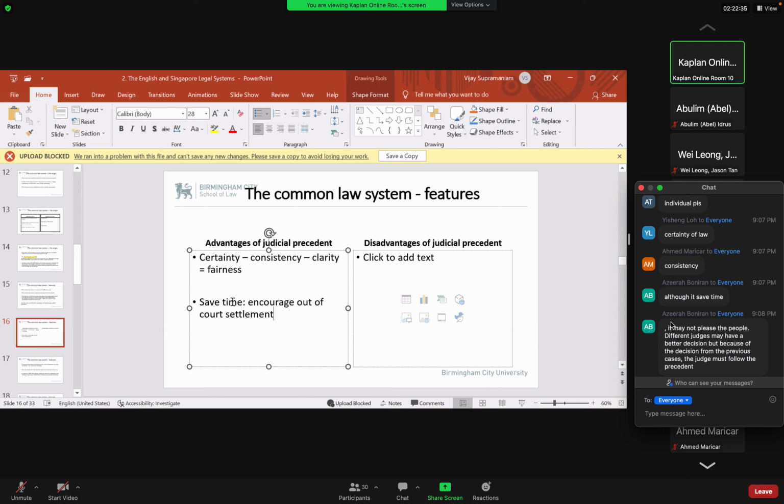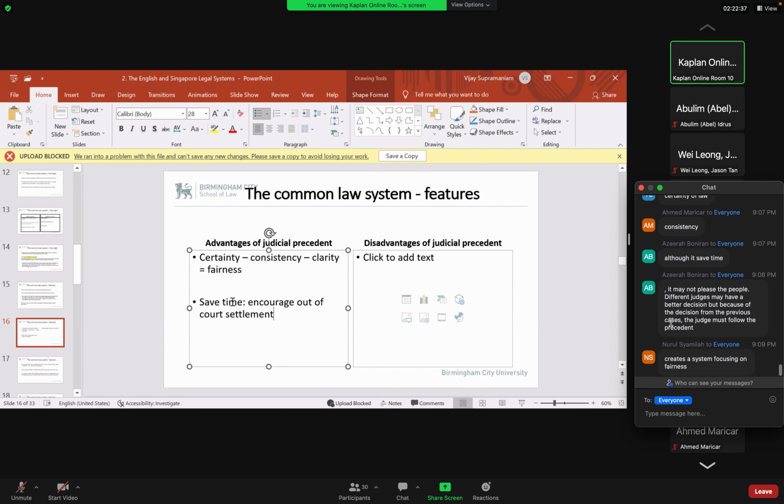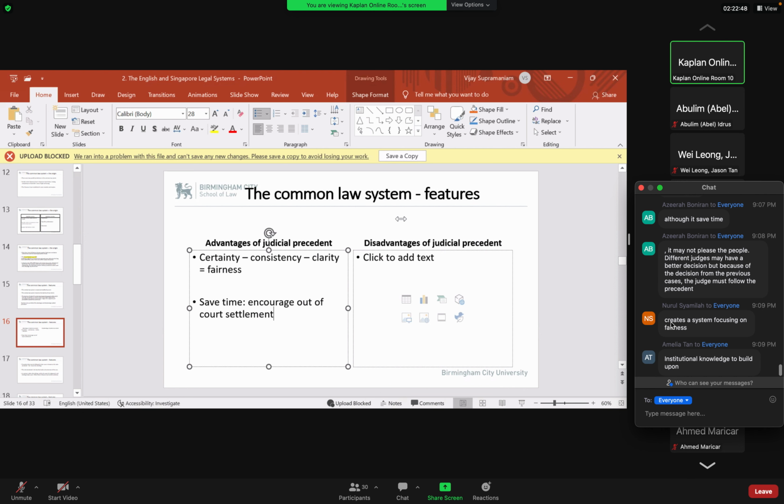Do you see the other advantage of judicial precedent? Shamila, I've already put the fairness here, so you're right, it creates a system of fairness, so I brought it under the 3 C's, okay? But you're right, wait, I want to see what Azira explained further. It may not please the people. Different judges may have better decisions, but because of the decisions from previous cases, the judge must follow. Azira, is that a disadvantage that you're discussing now?